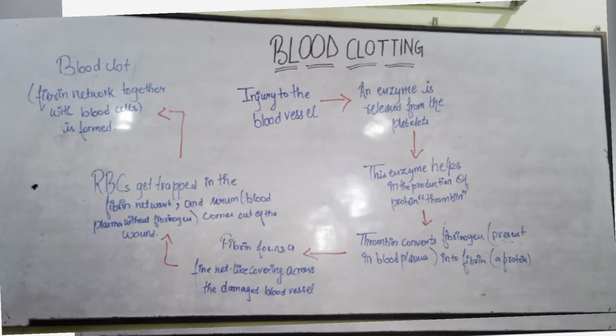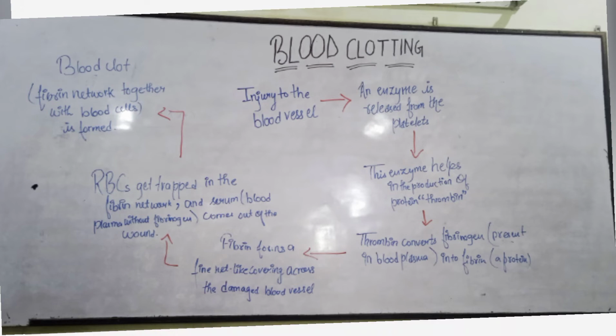when the injury occurs to the blood vessel, an enzyme is released from the platelets. And this enzyme helps in the production of a protein which is called thrombin. Now what is the function of this thrombin? Thrombin helps in the conversion of fibrinogen, which is present in the blood plasma, into fibrin, which is a protein. So thrombin plays a great role by converting fibrinogen into fibrin.